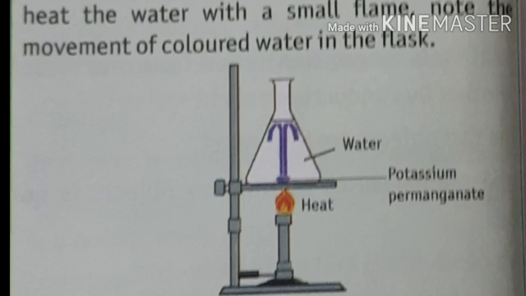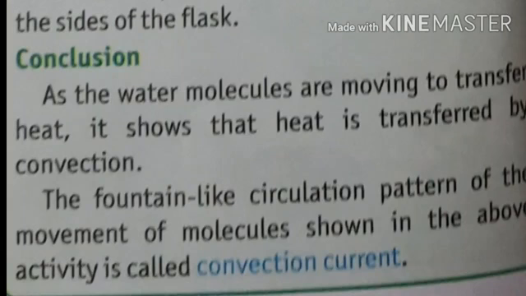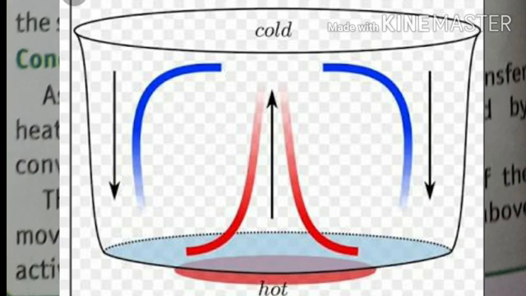Now heat the water with a small flame. Note the movement of the color in the flask. Observation: the colored water from the place where heat is applied rises upward. After moving up some distance, it spreads out and comes down along the sides of the flask. Conclusion: as the water molecules move to transfer heat, it shows that heat is transferred by convection. And this fountain-like circular pattern of movement of the molecules shown in the above activity is called convection current.